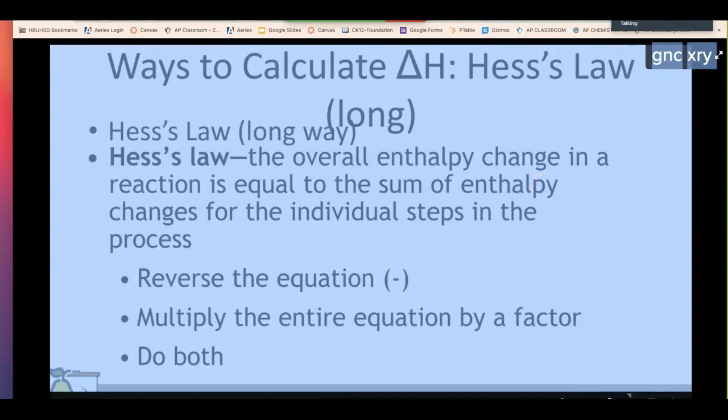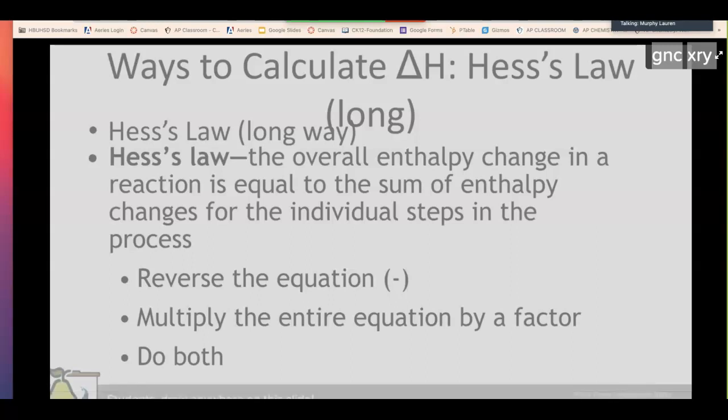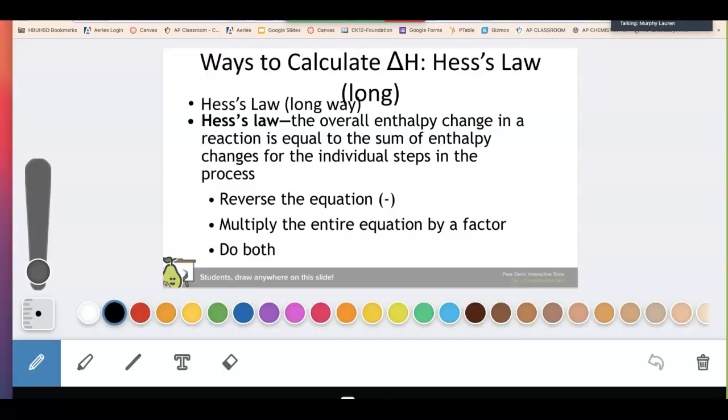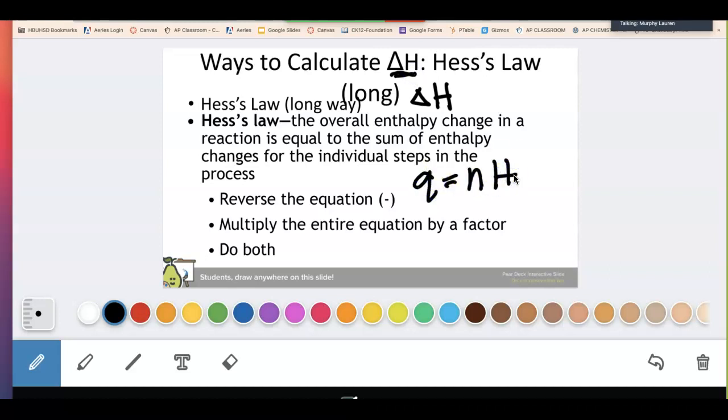Okay, so we're going to talk today about Hess's law. Hess's law is a way to calculate delta H. If you just remember this equation, Q equals NH, which is the same as delta H, okay? If you rearrange this, Q over N is just what H is. It's heat per mole, okay? So it's just like calculating Q, but per mole.